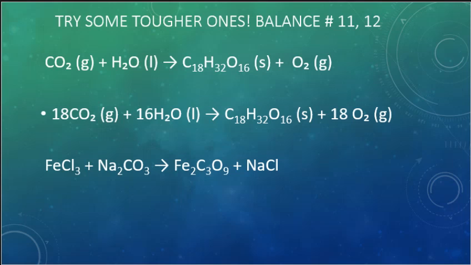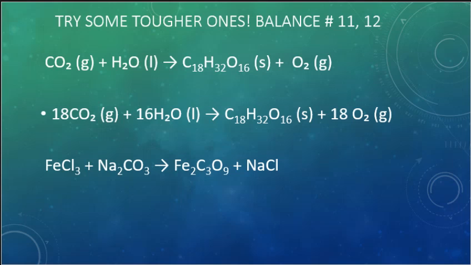Whatever Fe2C309 is, no idea. Are we balanced? No way. And we have a 3 and a 9, yikes. All right, let's start with our iron. That's going to be easy, right? Probably. Can we just put a 2 in front of our FeCl3? We could try it. That's a good place to start.